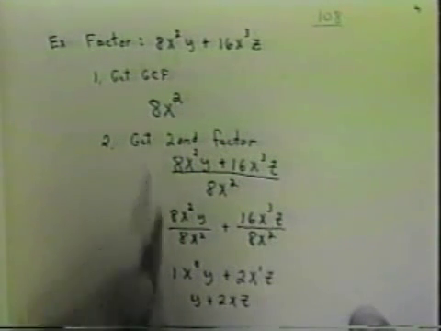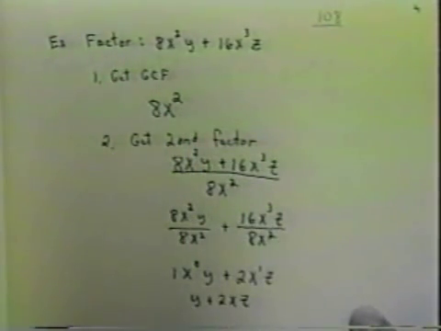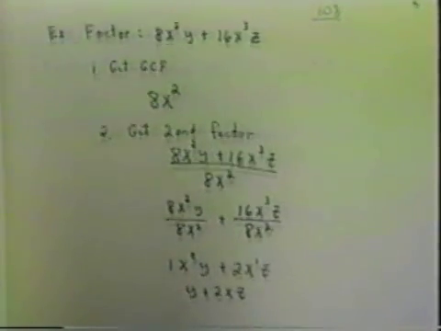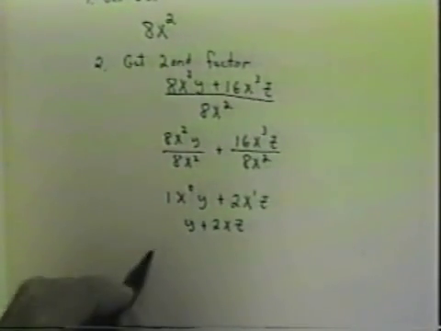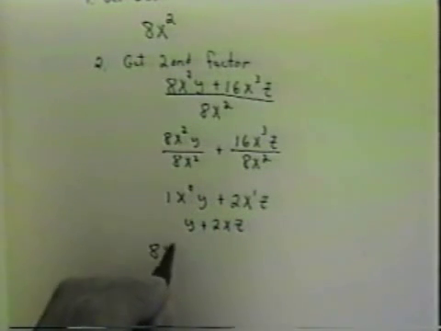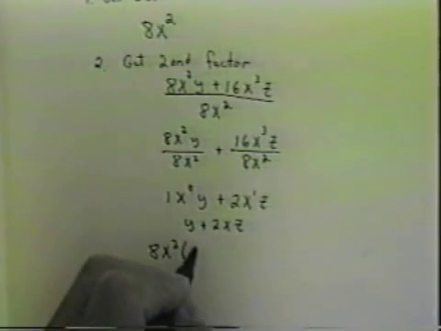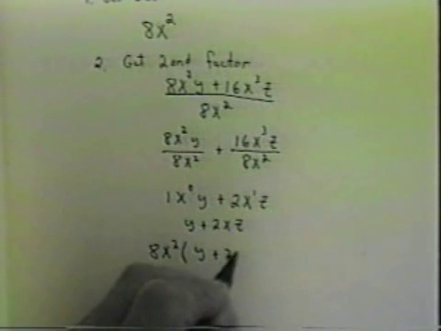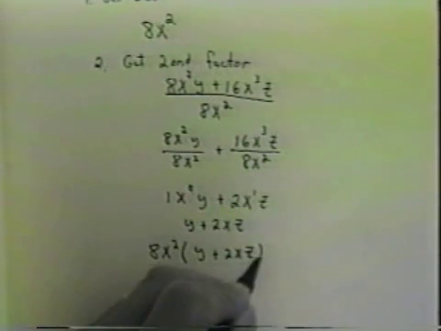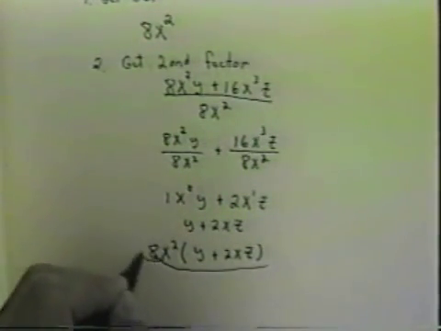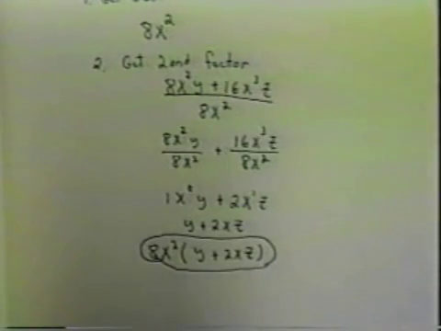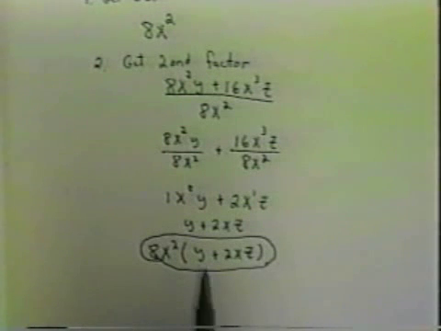So I have my first factor, I have my second factor. Now I need to write the answer. The answer is going to be the first factor, 8x squared, times the second factor, y plus 2xz. And circle your answer so that I'll know that you think it is the answer. 8x squared times y plus 2xz.